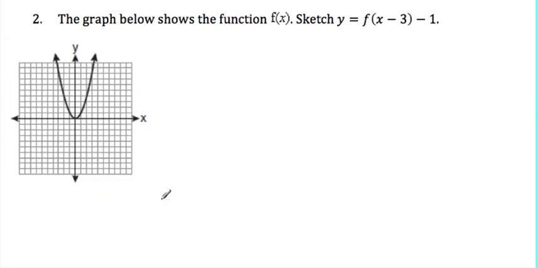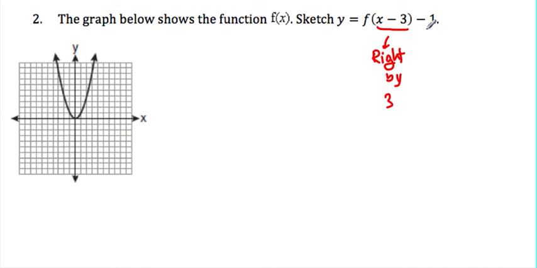Now let's look at the second one. Here we have this original graph, y equals f of x, and I want you to sketch y equals f of x minus 3. This implies a horizontal shift. Since we have x minus 3, that means this x has to be greater than this x by 3 to compensate for the subtraction of 3. So therefore this will move right by 3 units.